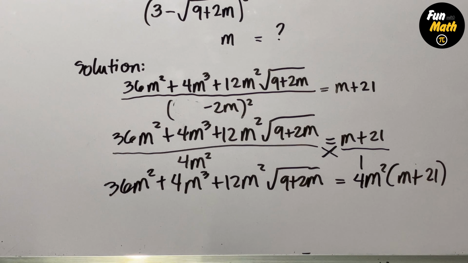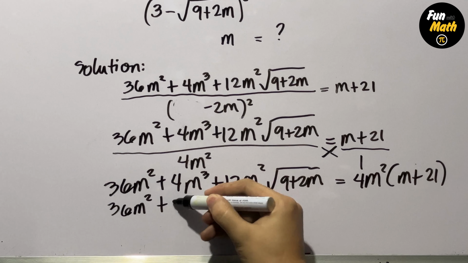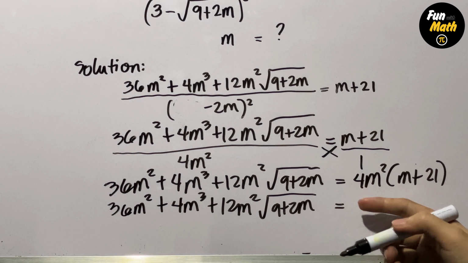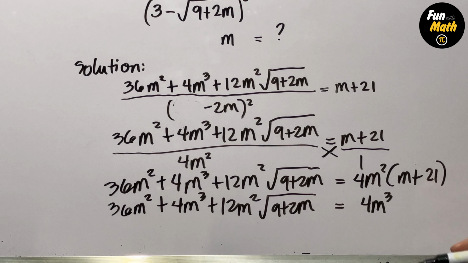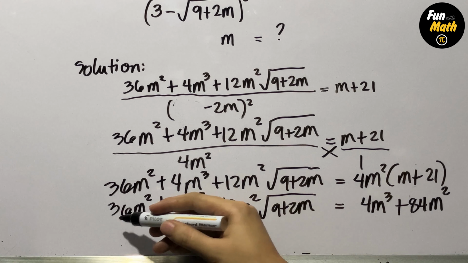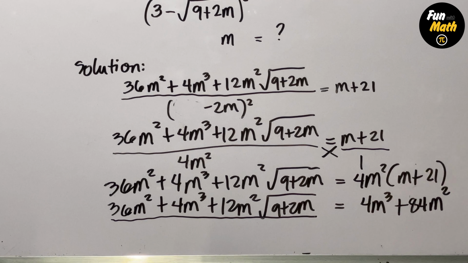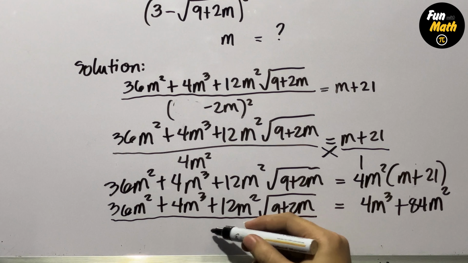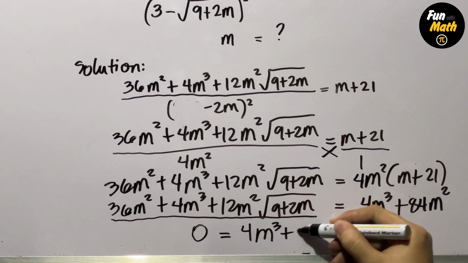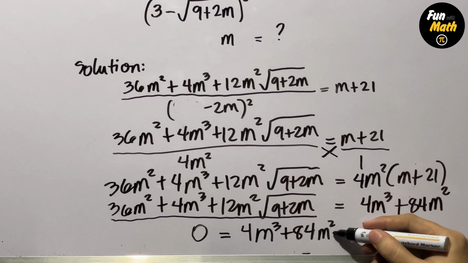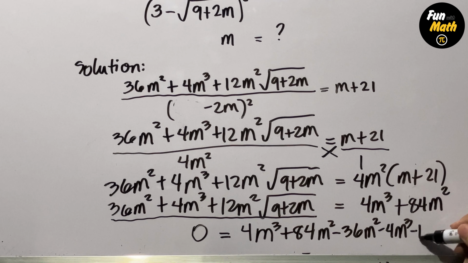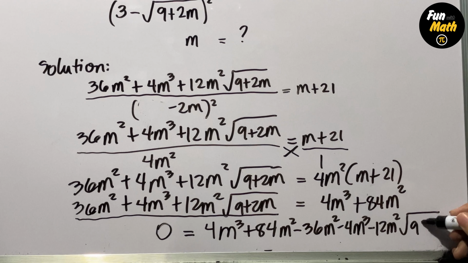So now let's multiply our right side. This is now 36m squared plus 4m cubed plus 12m squared square root of 9 plus 2m equals 4m squared times m, that is 4m cubed, and then 4m squared times 21, that is plus 84m squared. Next, for our left side, we can take all of this to the right side. So this side will be equal to 0. Let's transfer the equal sign here. And then 4m cubed plus 84m squared, and then minus 36m squared minus 4m cubed minus 12m squared square root of 9 plus 2m.